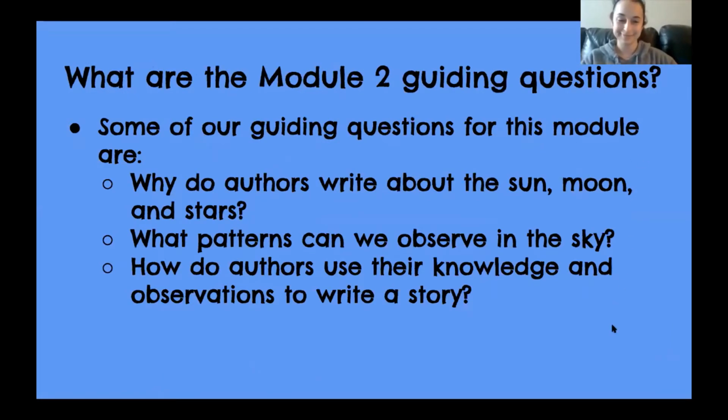So, what are some of the Module 2 guiding questions to help us learn? Some of our guiding questions for this module are: why do authors write about the sun, the moon, and the stars? What patterns can we observe in the sky? And how do authors use their knowledge and observations to write a story?